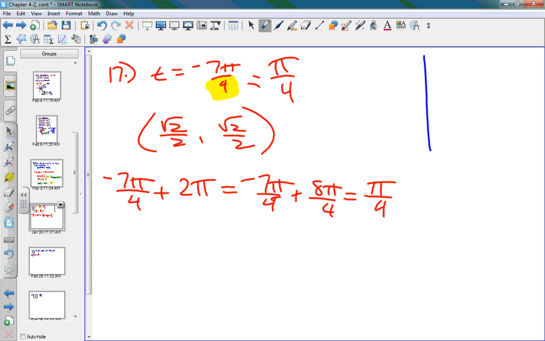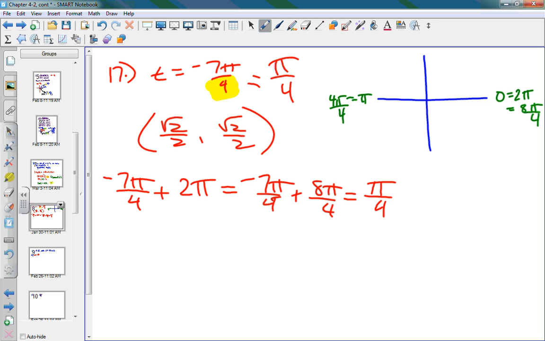Everyone needs to pay attention to me. This right here is going to be 0, which is also going to be 2 pi, which is also going to be 8 pi over 4. This is going to be pi, which is also going to be 4 pi over 4. Do we all agree with that?